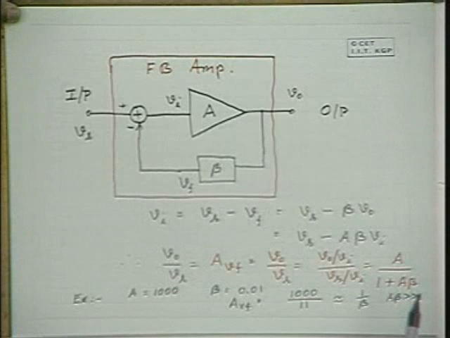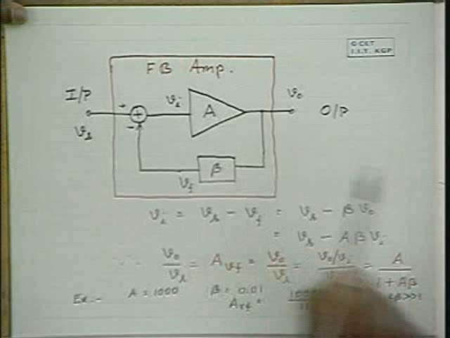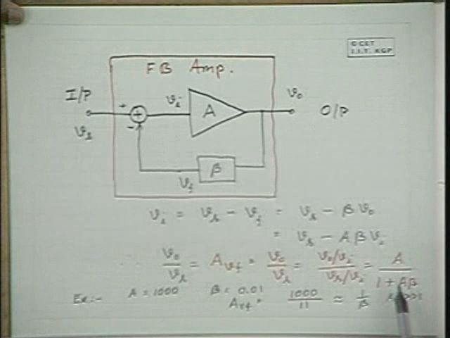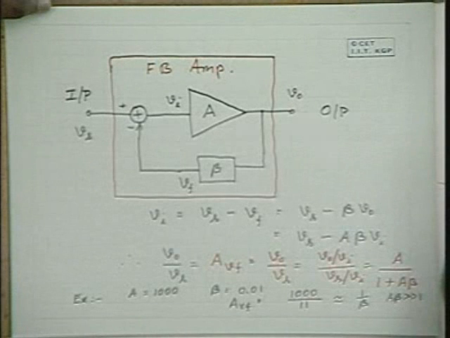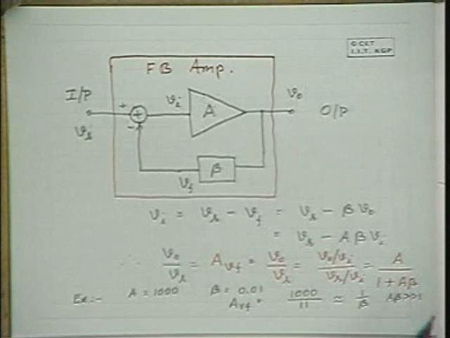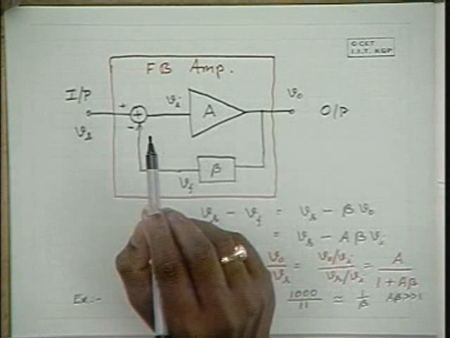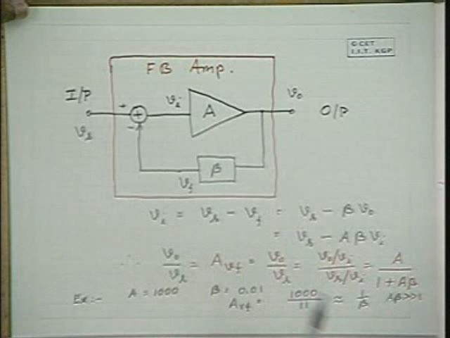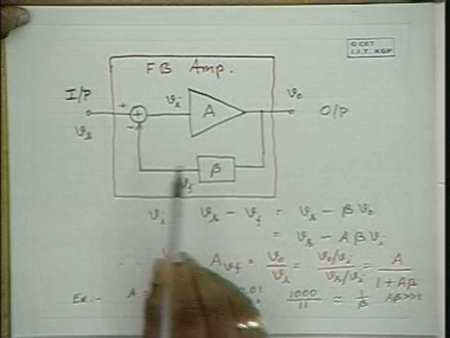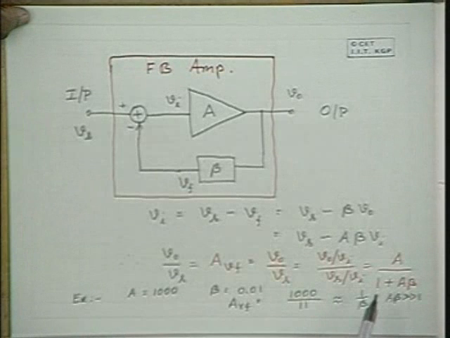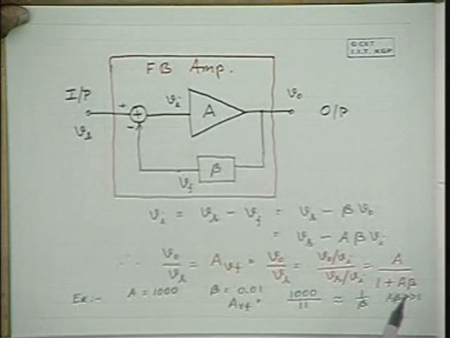So please note that now the gain of the feedback amplifier is approximately equal to 1 by beta, and it is becoming independent of A, the transistor amplifier gain. So this is how stability can be achieved. We shall discuss it in detail subsequently, but please note that with feedback this is the expression for the gain of the amplifier.